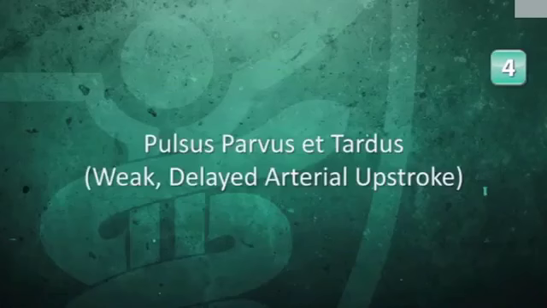Another classic symptom you need to be aware of is called pulsus parvus et tardus, which means you have a weak, delayed arterial pulse. Basically, you can feel it in the carotids, or you can feel it at the radial pulse. The upstroke of the pulse is going to be weak, and it's going to be slow and delayed.